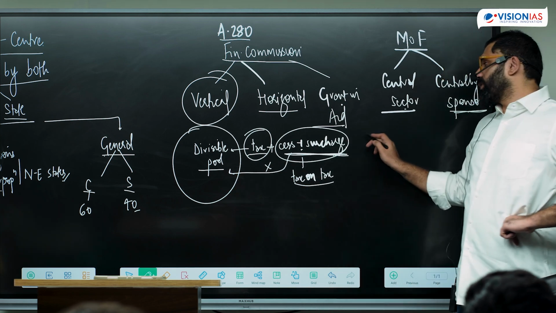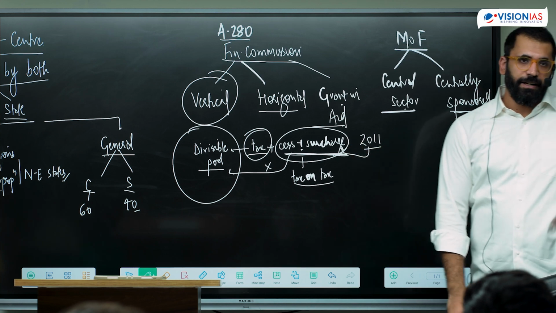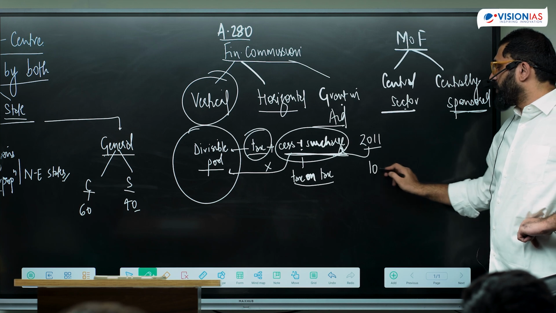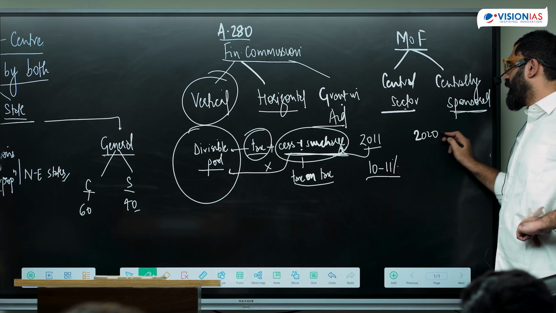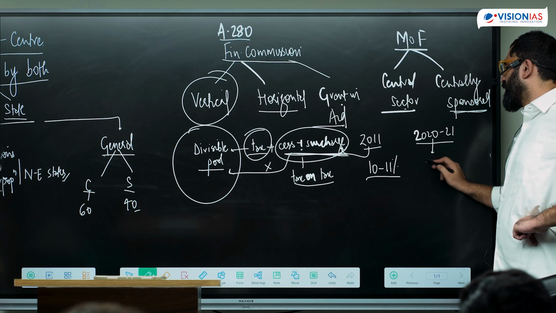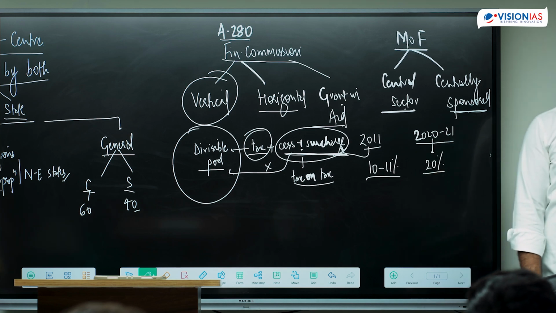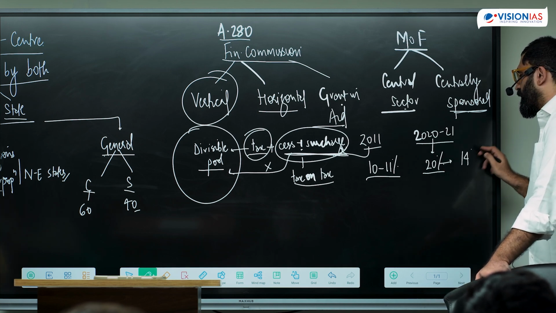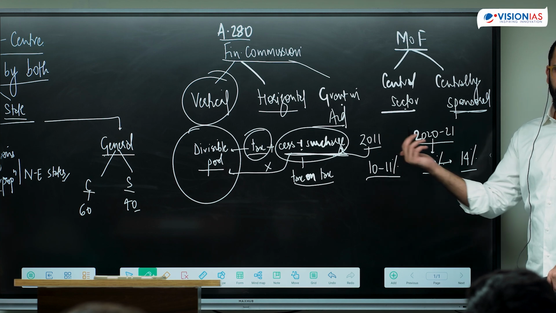For example, in 2011, cess and surcharge collected by the center government as a percentage of total tax collected was around 10 to 11%. In 2020-21, this increased to 20%. Last year, 2023-24, this has been reduced to 14%. Now, how does the government do this?